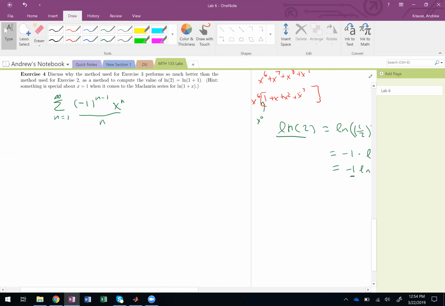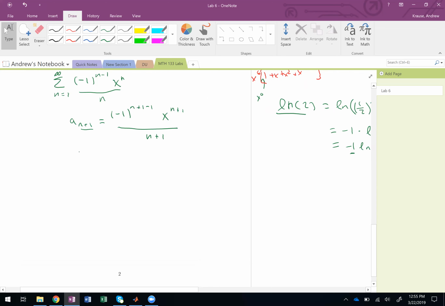So if we look at our terms, our a_(n+1) term is (-1)^((n+1)-1) x^(n+1) over n+1. I'm just taking everywhere I see an n and plugging in n+1. And then my a_n term is that same thing, just with n, so (-1)^(n-1) x^n over n.